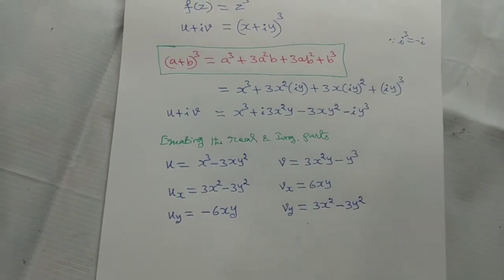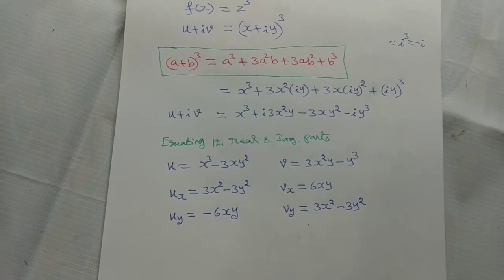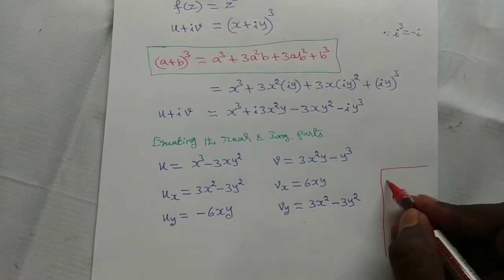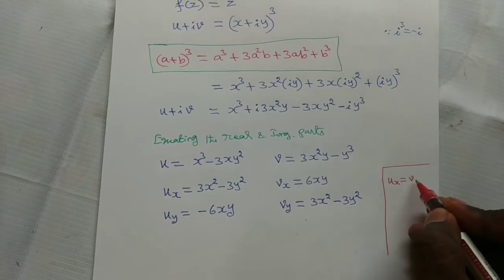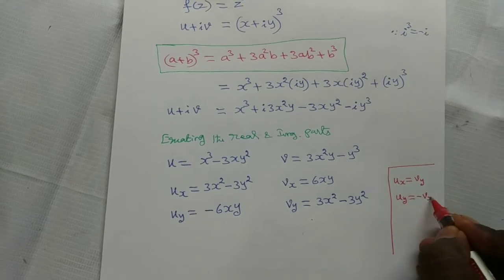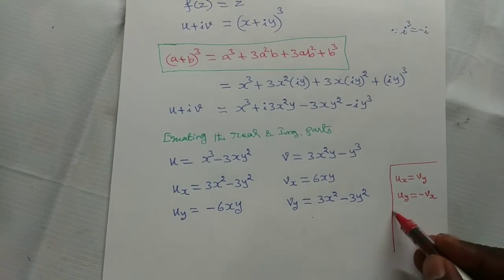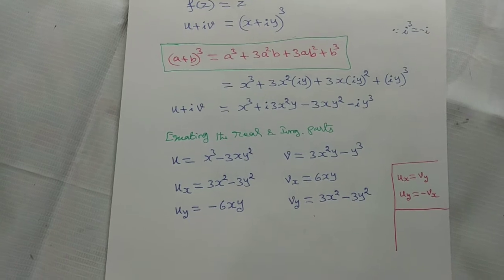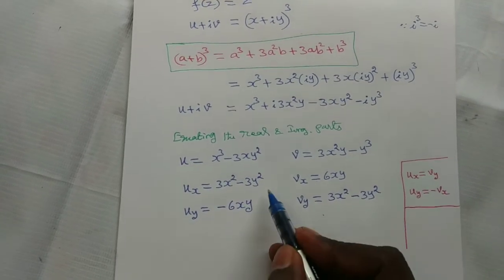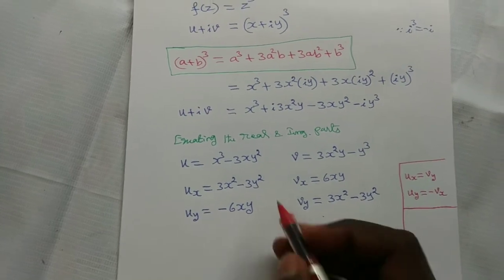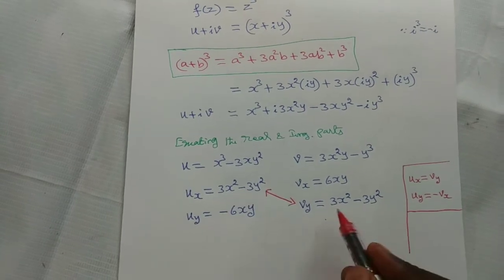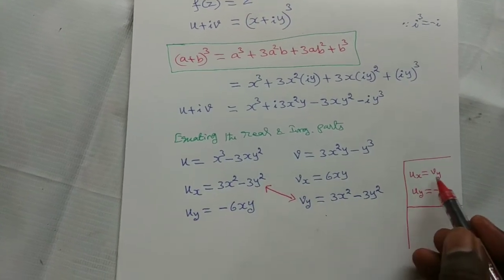Okay, so now I want to compare with the CR equation. So what is the CR equation? The CR equation is ux equal to vy, uy equal to minus vx. So this is the CR equation, the Cauchy-Riemann equation. I want to compare with the Cauchy-Riemann equation. You see ux must equal vy. So always you compare with this and this. The logic is this and this must be equal. So that is ux equal to vy.